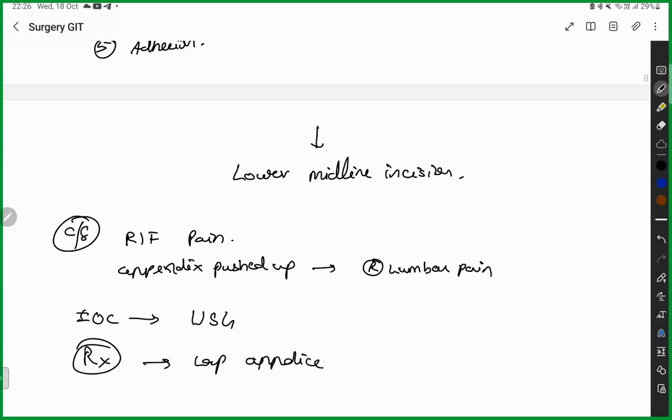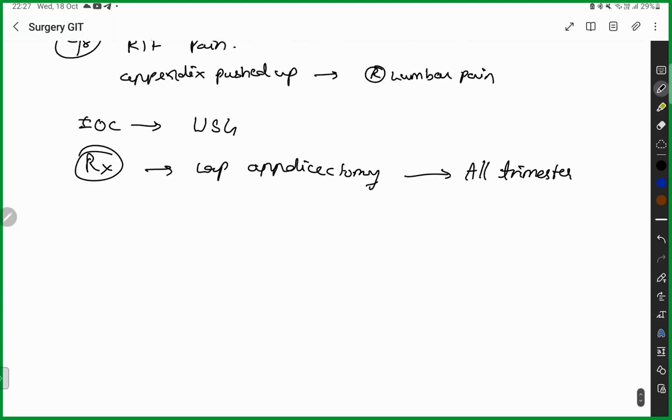Can we do this lap appendicectomy in the third trimester? Yes. In the second trimester? Yes. In the first trimester? Yes. So what you are going to remember is that in all trimesters you can perform appendicectomy. You can perform it preterm, before the term, and in the term, in the first trimester, second trimester, anywhere. That is one exclusive thing with appendicitis in pregnancy.